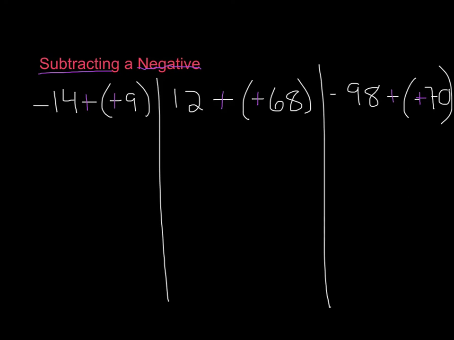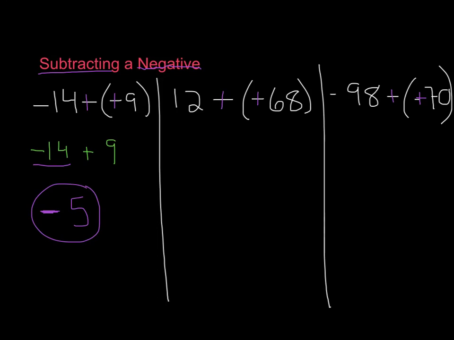Negative 14 plus 9. Let me rewrite it so it looks a little cleaner. Negative 14 plus 9. Different signs. So we have to do tug of war. Negative 14 wins, so my final answer is negative. And then 14 minus 9 is 5. Negative 5.